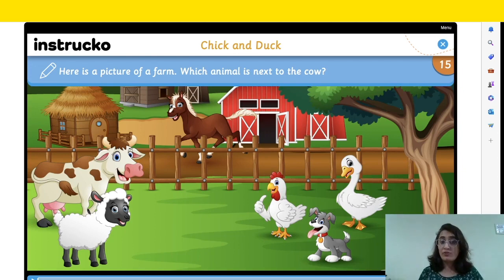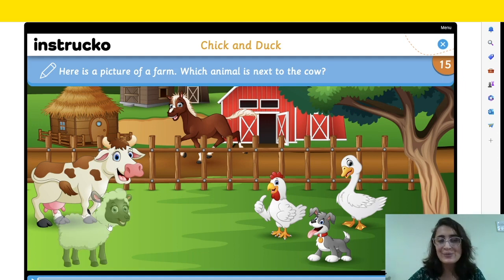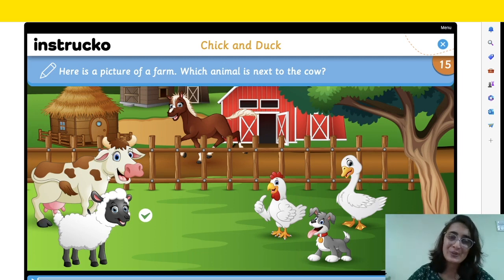So here is a picture of a farm. Now can you tell me which animal is next to the cow? So see, here is a duck, here is a chicken, and here we have our dog. Here is a horse, then here is our cow. And now the question is asking us, which animal is next to the cow? So see, here, this black and white sheep, this is next to the cow. Okay, should we click on this? Yes, our answer is correct. The sheep is next to the cow.